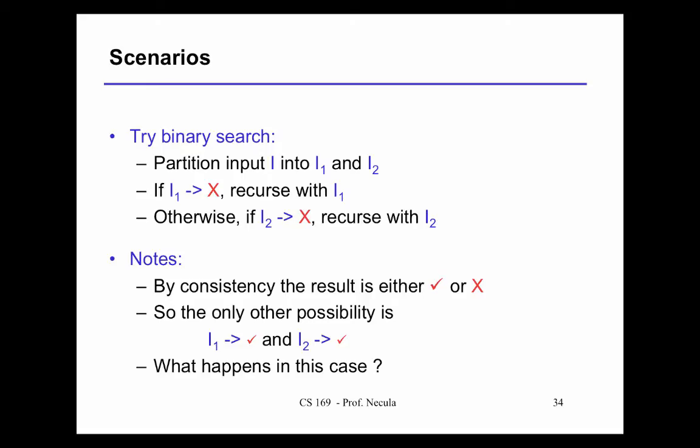Otherwise, I1 succeeds. Maybe you need to try whether I2 fails. And if I2 fails, it's the same situation, symmetric, so you recurse in I2. Notice that in version 1 of the algorithm, either one of these two will happen. But now, it may happen that both of them succeed.